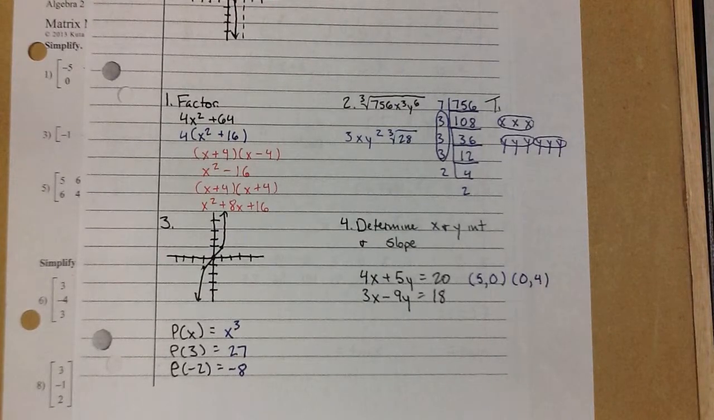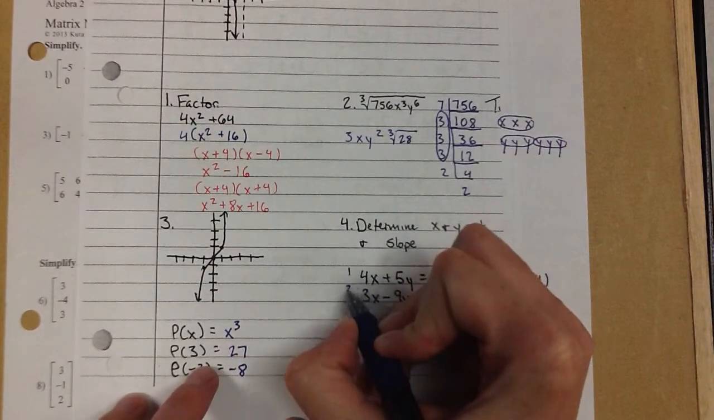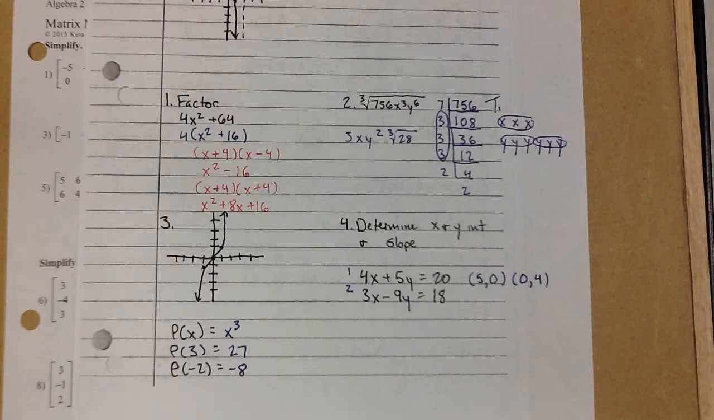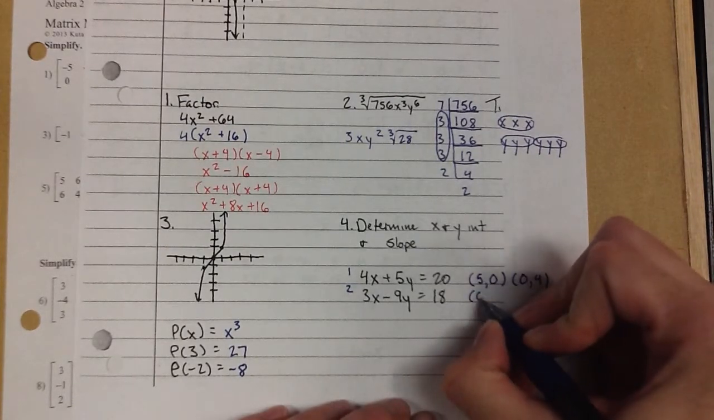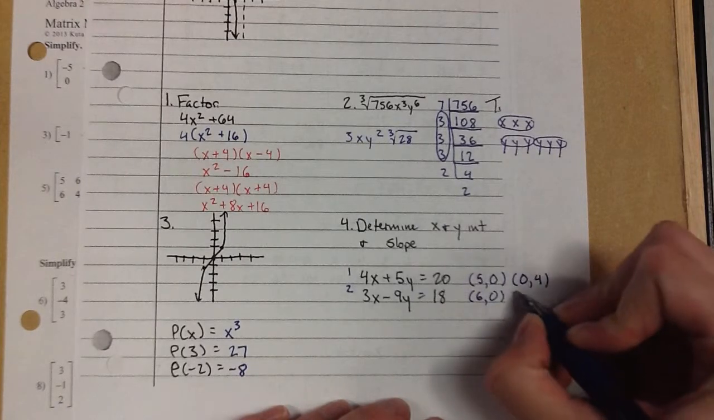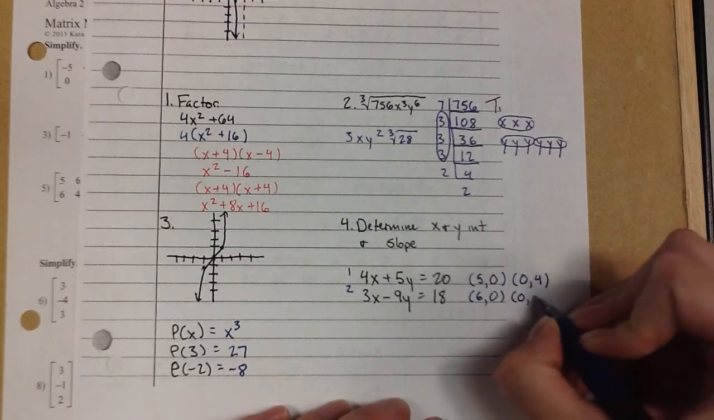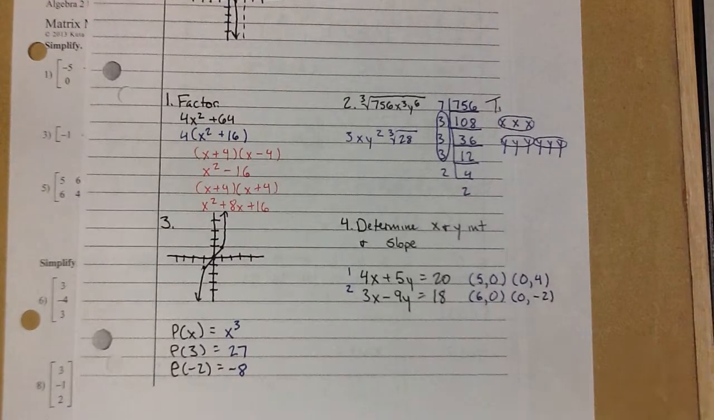Okay? And your next equation, the second equation down there, what is your x-intercept for that one? 6, 0. And your y-intercept? Negative 2. Okay. So I showed you how to do that, and then we went on to find the slope real quick.